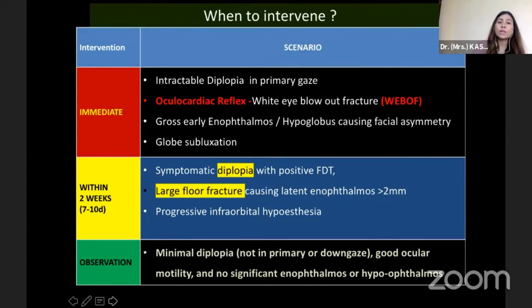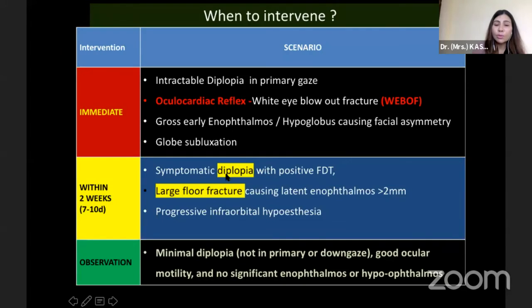But the question is, when do we intervene? So immediate intervention is done, especially in white-eyed blowout fractures where we have an oculocardiac reflex, if there's intractable diplopia in the primary position, or you get enophthalmos, which is rare in case of a child, or in case of a severe globe subluxation.